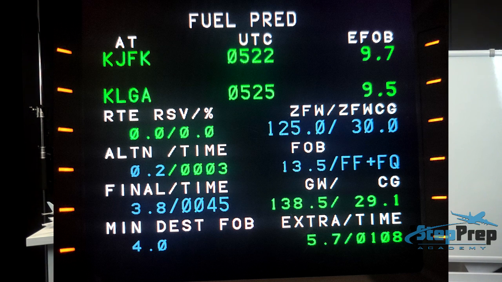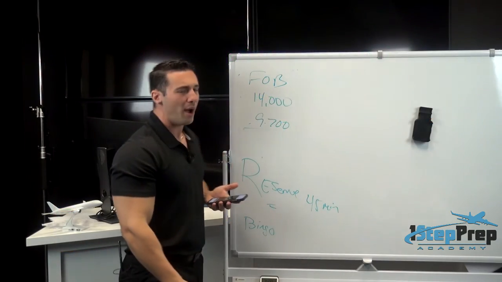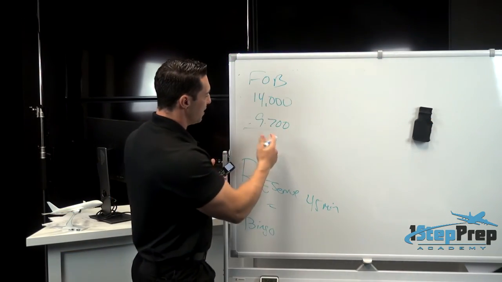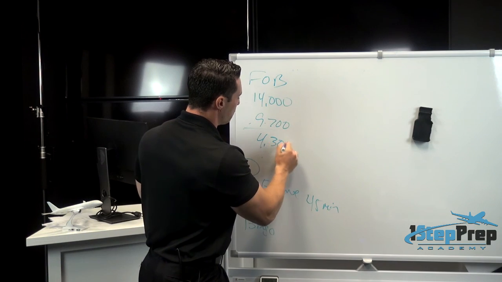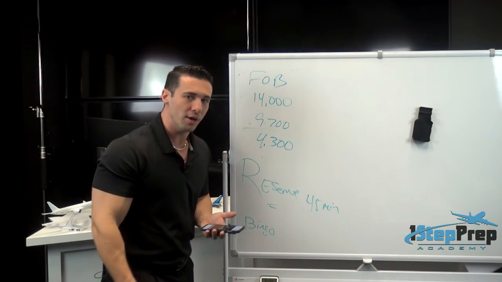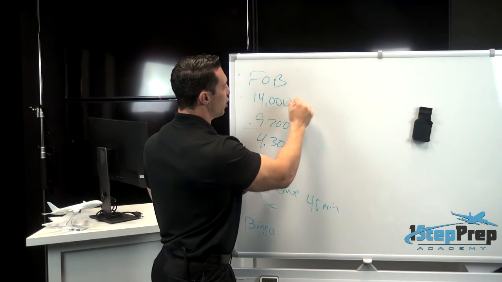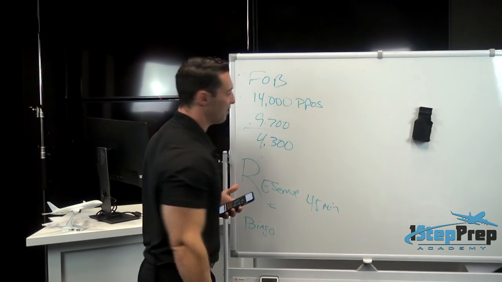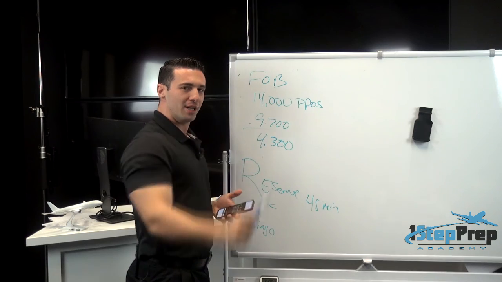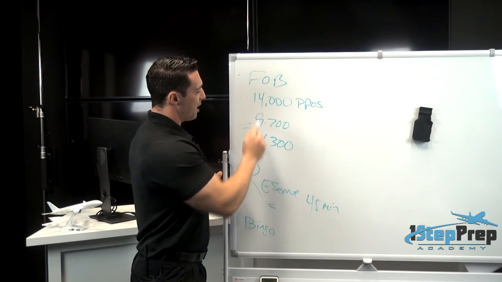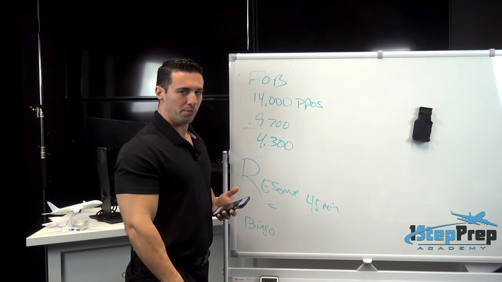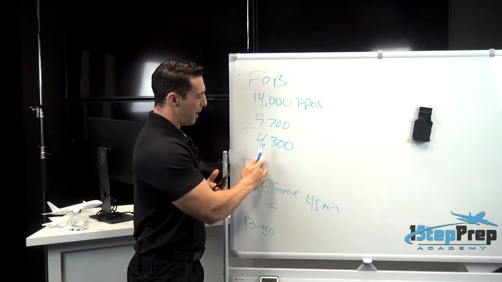Now, if I take 14,000 and subtract 9,700, that gives me 4,300. So the burn, 4,300, is from present position. I currently have 14,000 pounds at this present position. If I go straight to Kennedy right now, it's saying I'm going to land with 9,700 pounds. That's going to take 4,300 pounds to get me there.